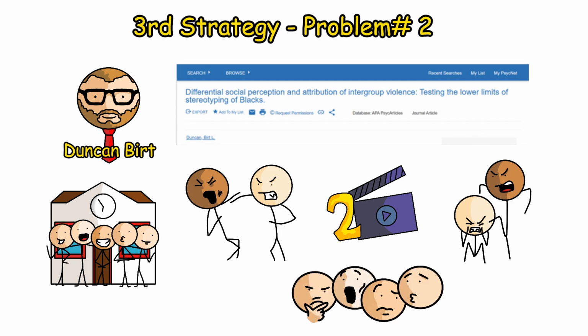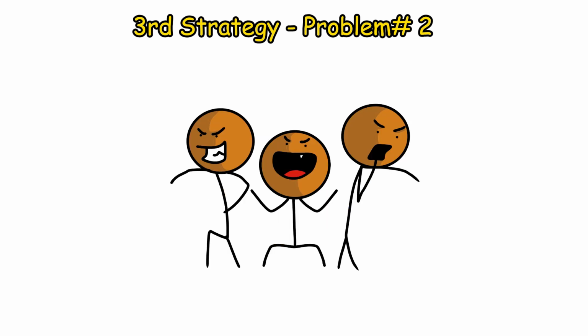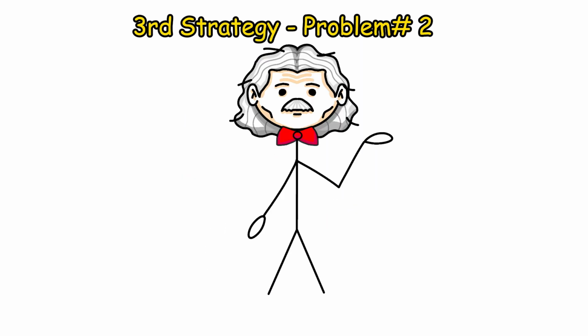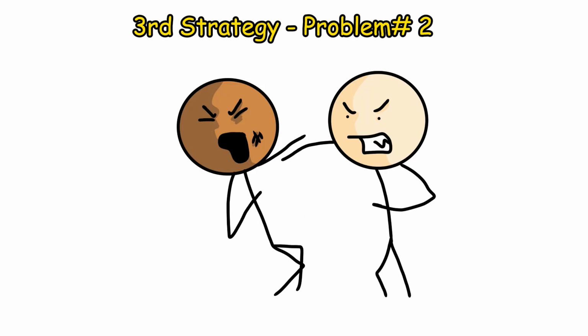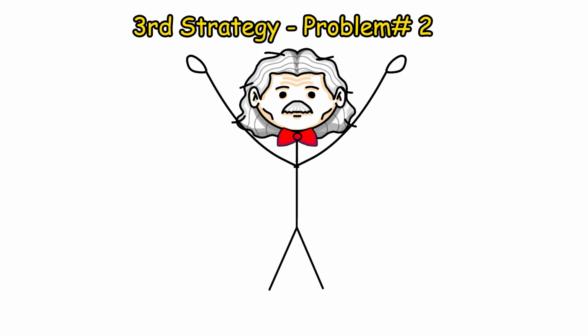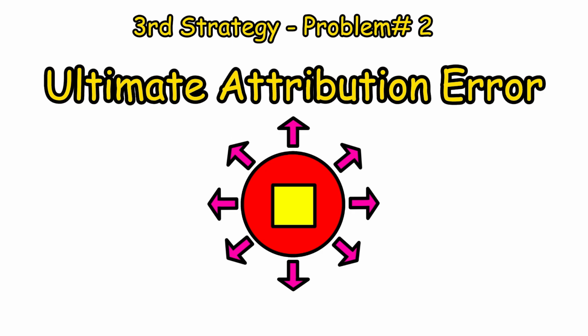Afterward, participants were asked to explain the reasons for the violence, and these were the results. When the aggressor was black, the violence was attributed to internal traits, such as personality or the nature of the group, with the assumption that black people are inherently violent. Conversely, when the aggressor was white, the violence was often justified by external factors, such as stress or provocation. This study, along with many others that followed, demonstrated the existence of a cognitive bias known as the ultimate attribution error.